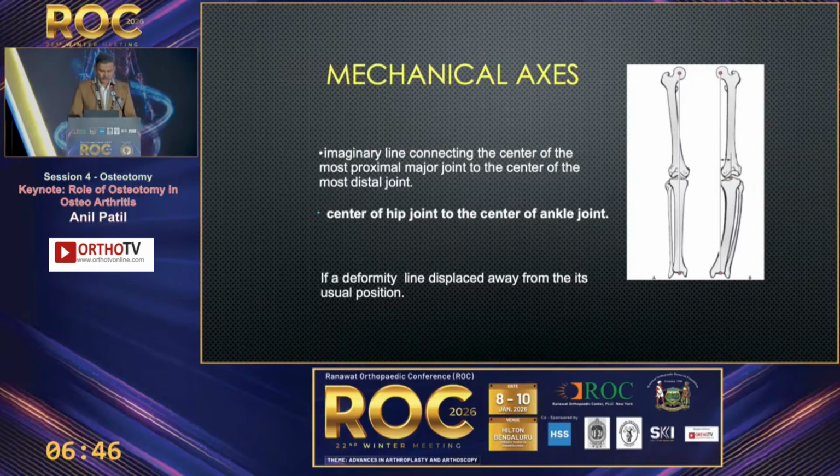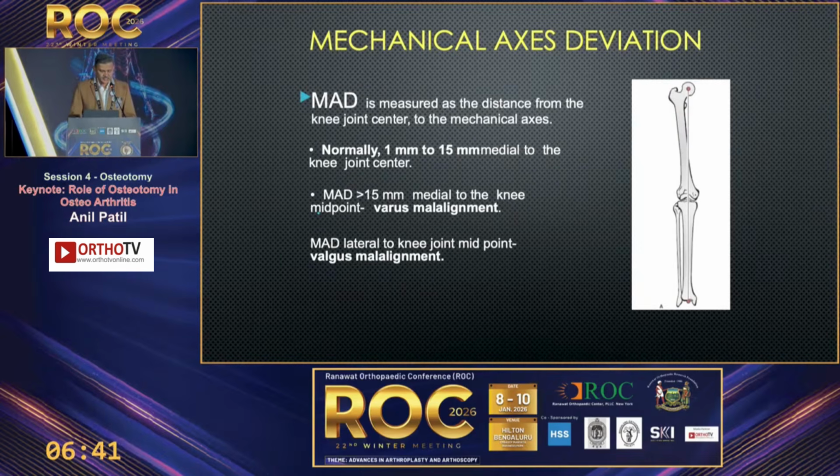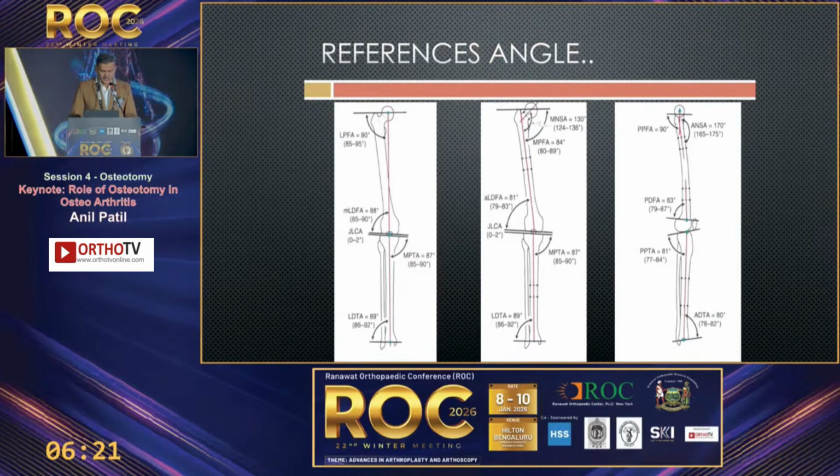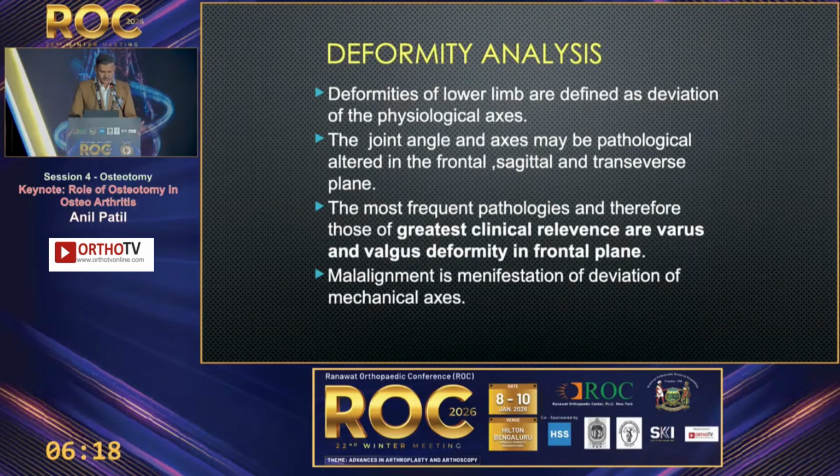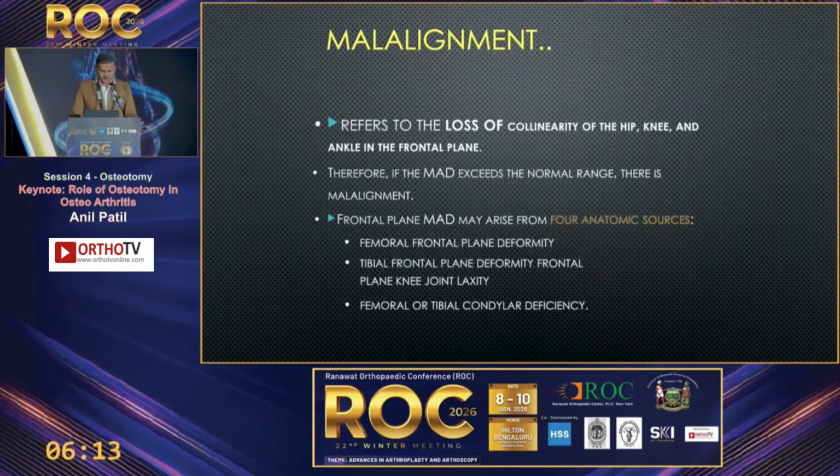In a varus knee it is on the medial side, and in a valgus knee it is on the lateral side. So when do we call it abnormal? When this MAD, the mechanical axis deviation, is more than 15 degrees, we call it a varus malalignment. Valgus is when it passes beyond the midpoint, laterally. Now, these are the various angles which were explained by the previous speakers. I would not like to go into details with this.